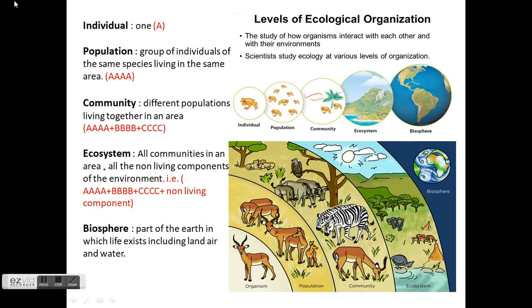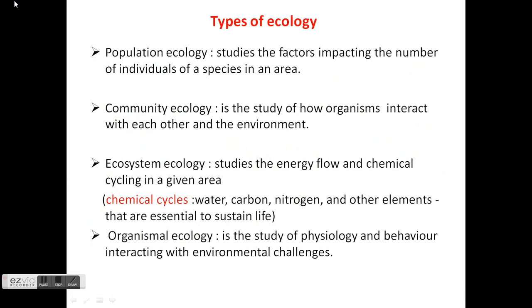So when different populations like population A, population B and population C start living together in an area, they form a community, and all these communities in an area plus all the non-living components of that particular area, like population A plus population B plus population C plus the non-living component, it forms an ecosystem. So when all the ecosystems come together, they form the biosphere. So biosphere is basically that part of the earth which contains life.